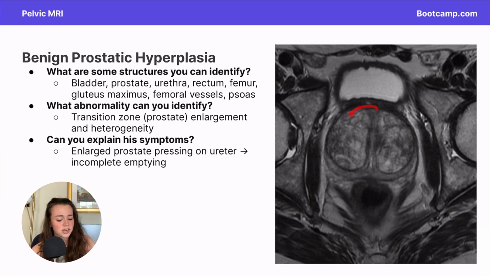So if you have this giant prostate, it's going to be compressing the urethra that runs through it. And so you're going to have incomplete emptying, which is going to result in increased urgency. And this is called benign prostatic hyperplasia, and this is a really, really common problem among older men especially. So you will 100% be encountering this once you reach the clinic.